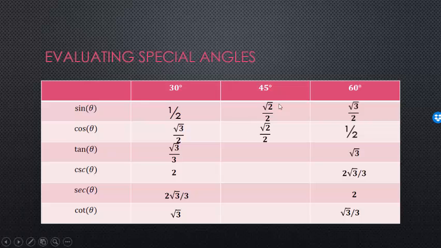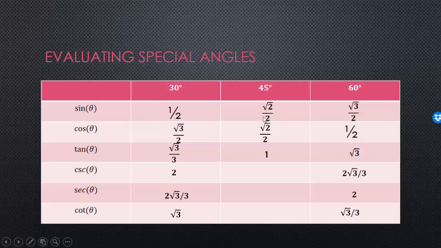Tangent will be opposite over adjacent, which will be 1. So tangent of 45 degrees is one of the easiest values. It's always 1. Cosecant will be the reciprocal of sine, so hypotenuse over opposite.